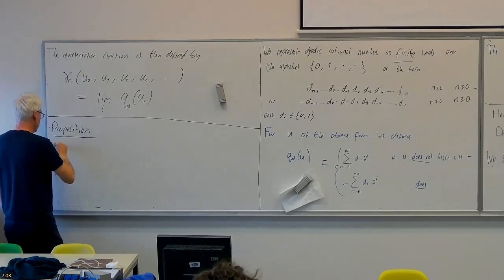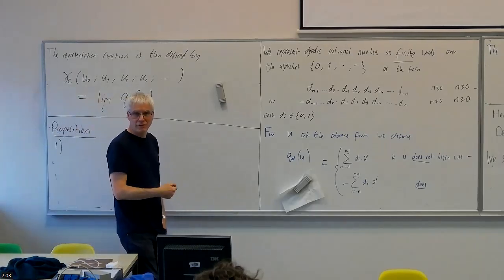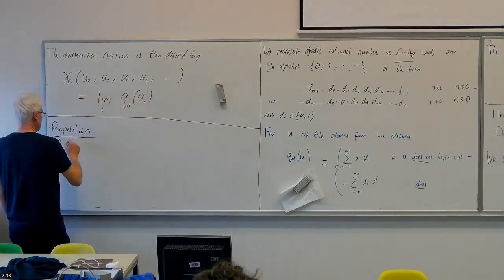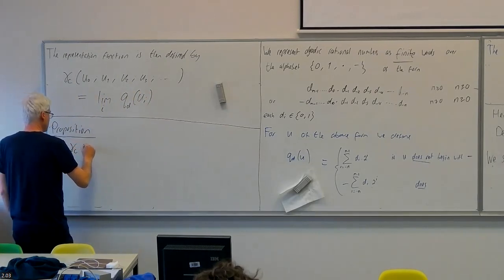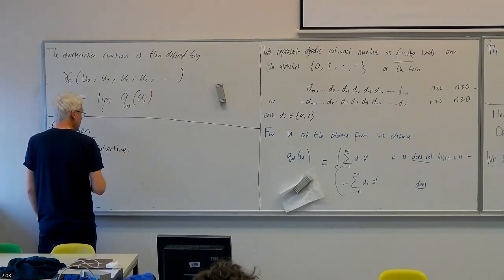So the first statement: for it to be a representation, it's clearly a partial function as defined. The only thing that remains to show is that it's surjective. So gamma sub c is indeed surjective. So every real number has a representation.